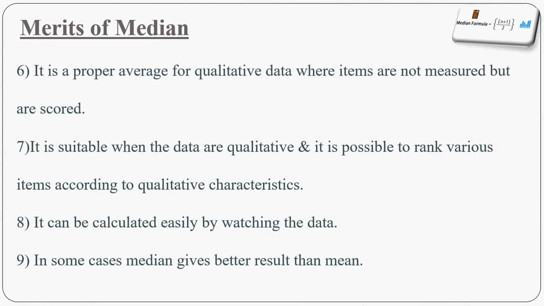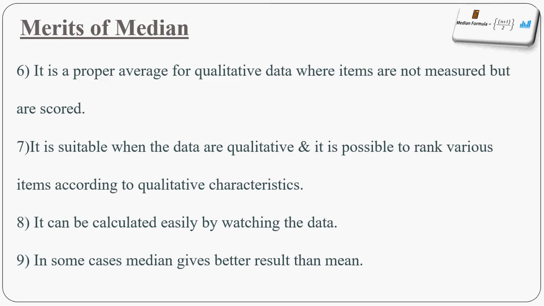Now, not only that, it is a proper average for qualitative data where items are not measured but are scored. So herein it is an average for determining the qualitative. Qualitative means, as I explained earlier, like gender or the color of cars. These are all qualitative, right? So it is a proper average for qualitative data, and it is suitable when data are qualitative and it is possible to rank various items. So for qualitative data it is most suitable and also we can rank it.